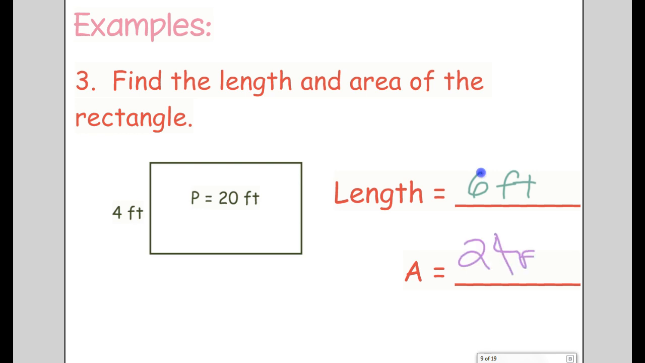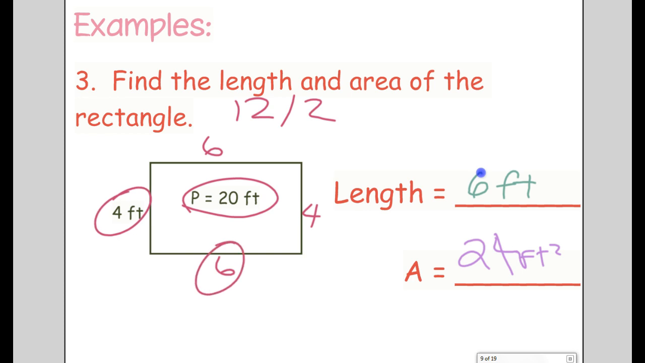Feet squared. Beautiful. Ashley, tell me how you got 6. So we'll tell the people who don't understand how you got 6. Rectangles have two sides the same, so 4 sides, 20 minus 8. What is that, guys? 12. Divided by 2, because there are 2 sides left. Perfect. 12 divided by 2 is 6 and 6. That's how you go backwards from perimeter to length, or perimeter to width. And then we just multiply. 6 times 4, 24. Moving on.